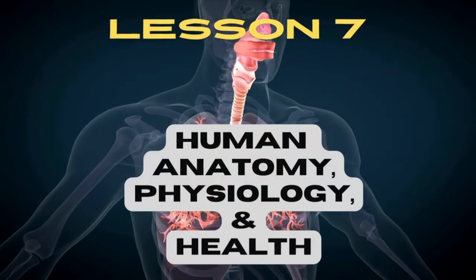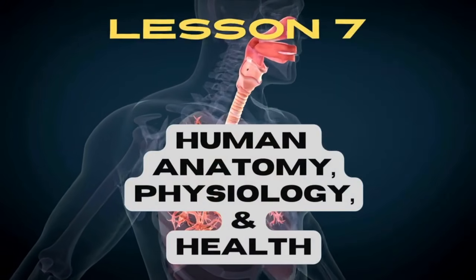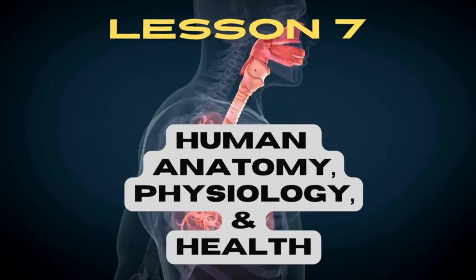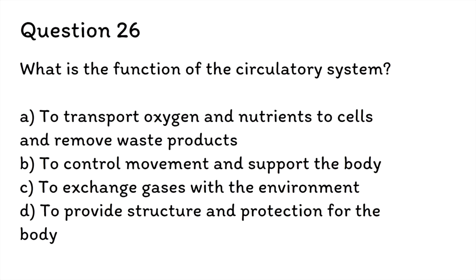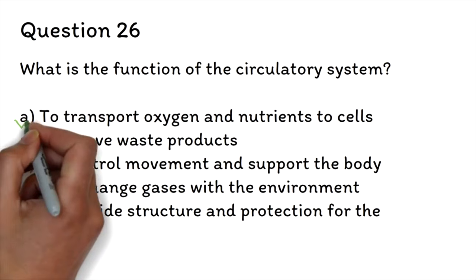Lesson 7. Human Anatomy, Physiology, and Health. Question 26. What is the function of the circulatory system? A. To transport oxygen and nutrients to cells and remove waste products. B. To control movement and support the body. C. To exchange gases with the environment. D. To provide structure and protection for the body. The correct answer is A.